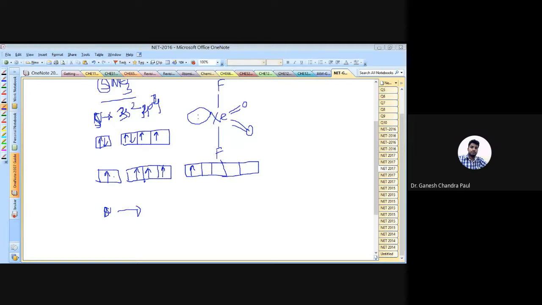Now here you can see that one fluorine will donate one valence electron and form one sigma bond, and another fluorine is also doing the same. Okay, another electron is there. Now you have nitrogen. So in nitrogen, how many valence electrons are there?